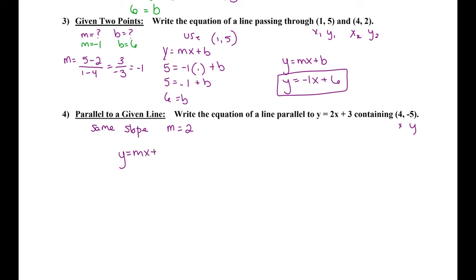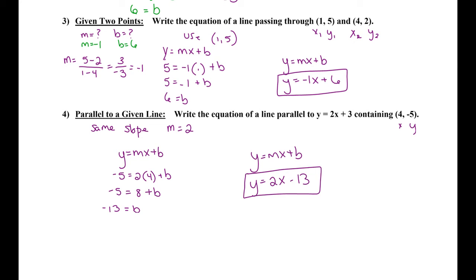So I have negative 5 is equal to 2 times 4 plus b. And I'm going to subtract 8 from both sides to find that b is equal to negative 13. Then once again, I'm going to write my final answer in terms of slope-intercept form, but I'm only plugging in values for m and for b. Please flip it over and look at the next side.